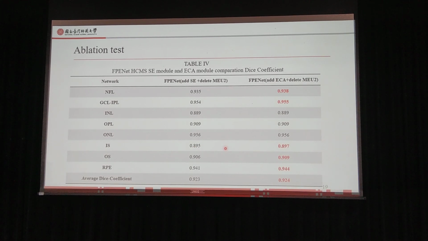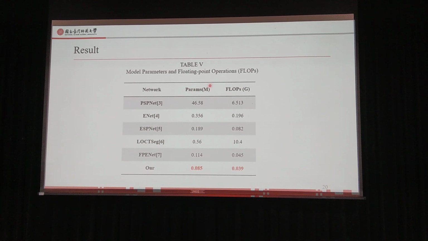And this is the HCS, SE module and ECA module comparison of the coefficient. And this is FPE, SE, and ECA. And you can see the NFL, UCL, and so on are better than the SE module. And this is the result of our method. And you can see our method has fewer parameters and fewer FLOPs than the PSP net, ESE net, and ESP net, and the recently used LOCT SIG net.